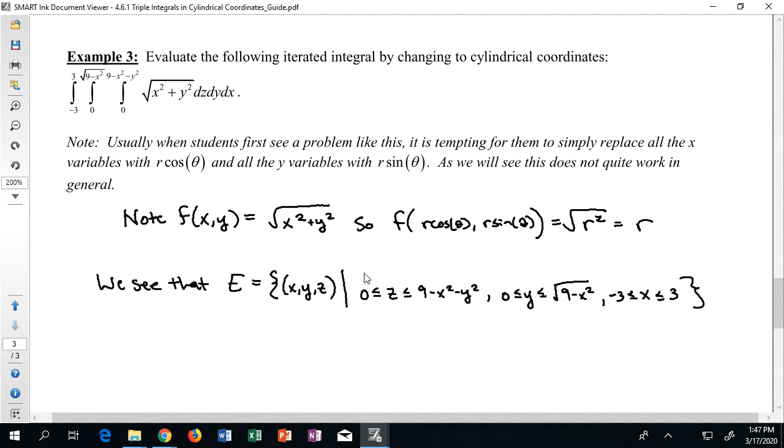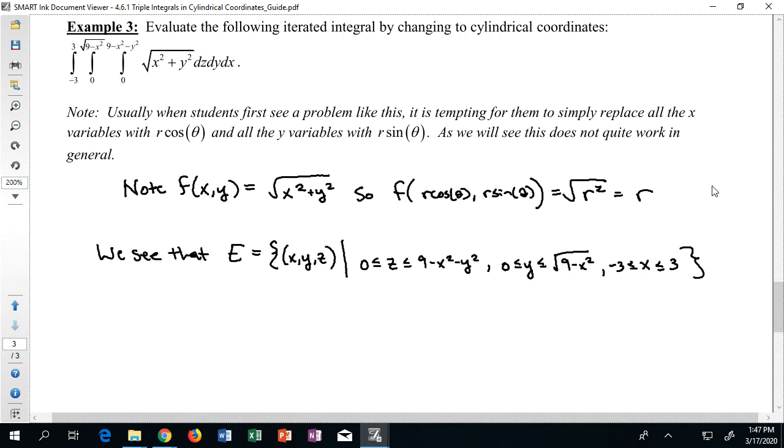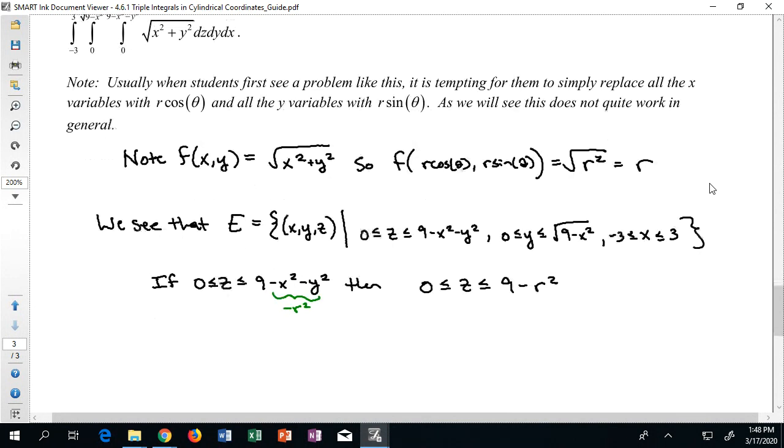Again, I can't just go through and replace all of my stuff now with r cosines and r sines. I've got to think a bit more carefully. Some of this stuff I can replace, and other things maybe not. I'll start with the bounds on z. If z is bounded between these values, then it seems perfectly obvious that z would also be bounded between 0 and 9 minus r squared, since negative x squared minus y squared should just be negative r squared. Okay, so I have bounds on z.